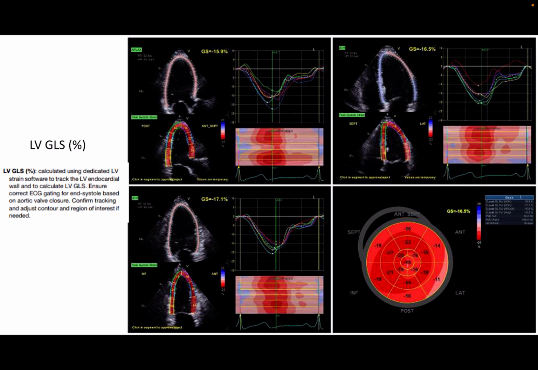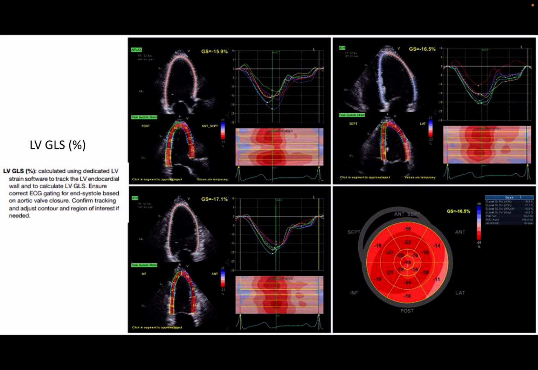Two specific uses in the 2025 guidelines. Subclinical dysfunction marker. GLS greater than minus 16 in patients with preserved EF and abnormal diastolic parameters suggests early stage B heart failure even without symptoms.